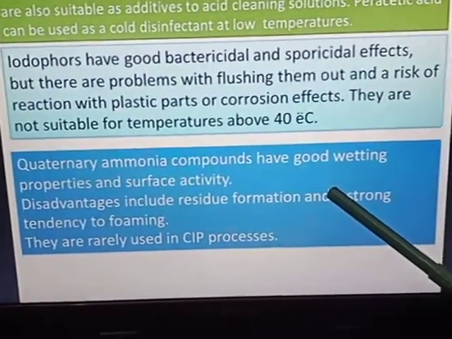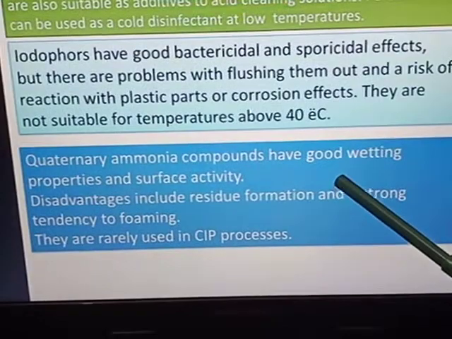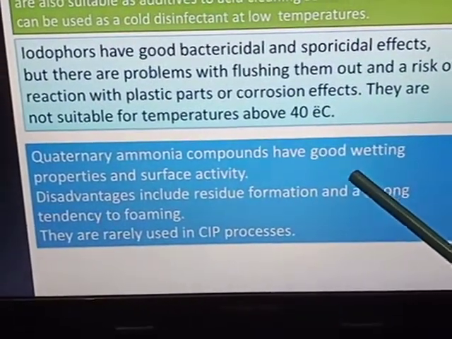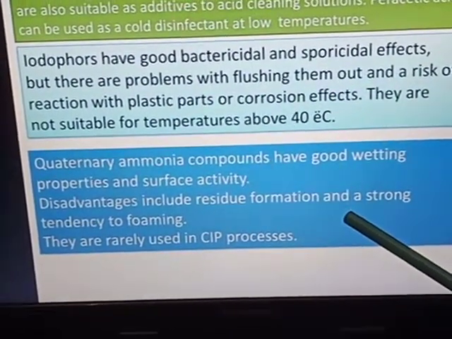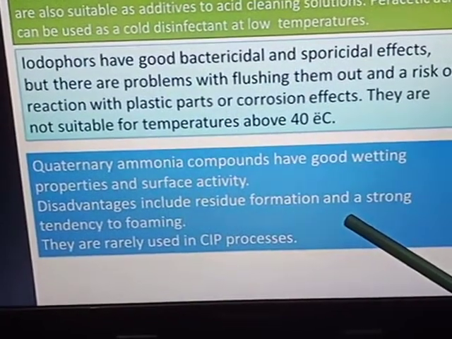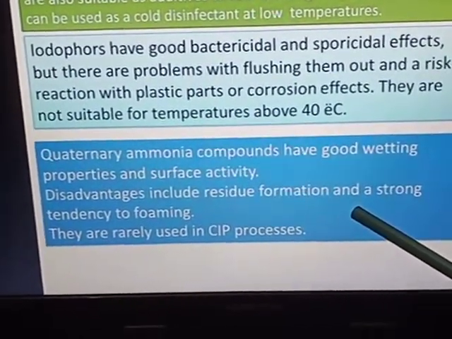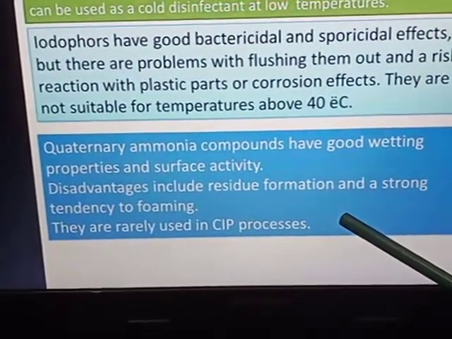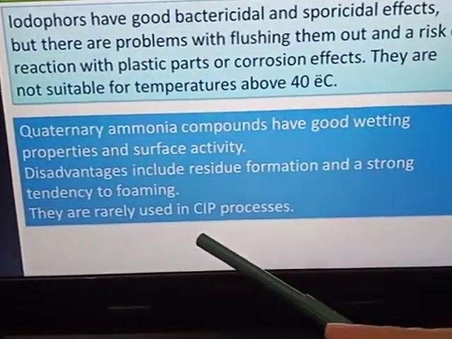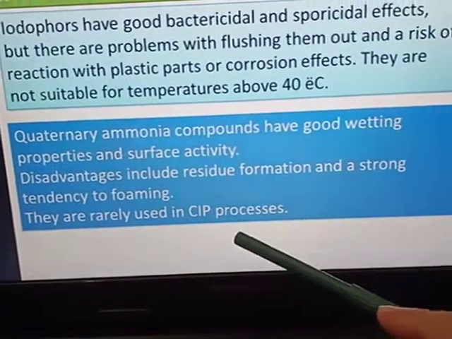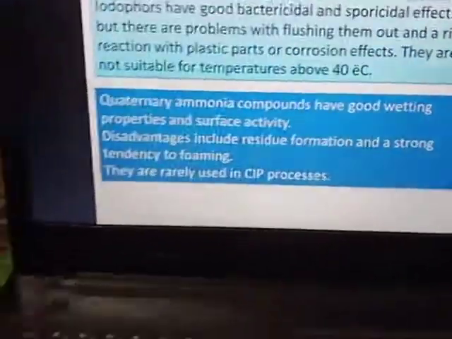Quaternary ammonia compounds have good wetting properties and surface activity. The disadvantage is residue formation and a strong tendency to foaming. They are rarely used in CIP, or cleaning in place, processes.